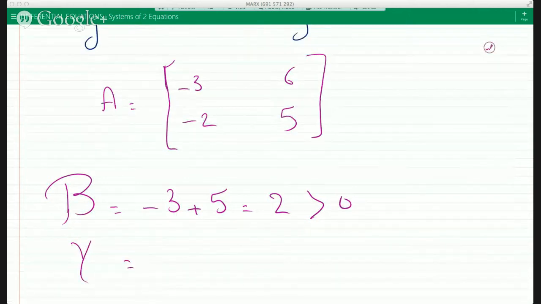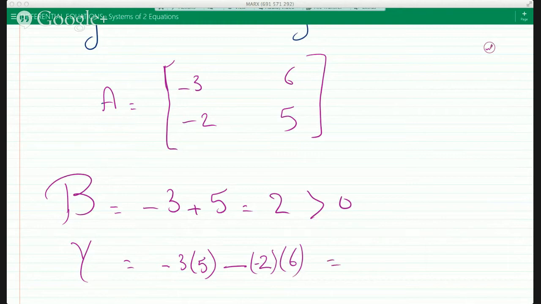Okay? And gamma is just the determinant of this matrix. So it's minus 3 times 5 minus 2 times 6. So this is minus 15 plus 12. So that's minus 3, so this is less than 0. Okay? So here we have a situation where beta is greater than 0 and gamma is less than 0.